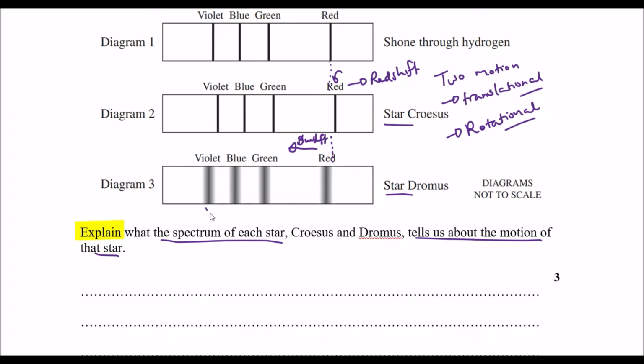Another thing we can look at is the blurry lines. If you recall, the Doppler shifts show us with these blurry lines that there is some kind of rotation going on as well. On this one here, because we see very sharp lines, that would suggest that there is no rotation occurring. The fact that we see blurry lines would suggest that there is some kind of rotational motion occurring on star D. So that's how you break down that question.